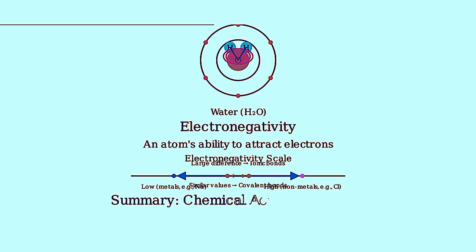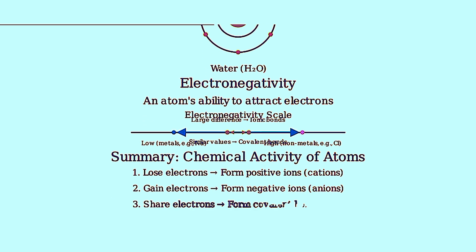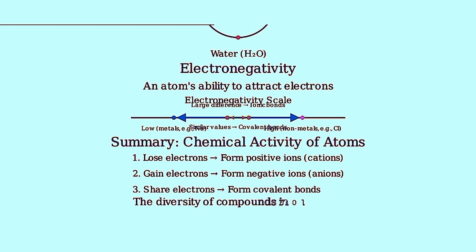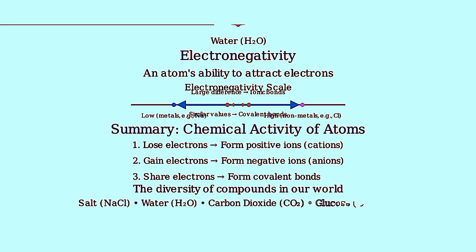To summarize, atoms attain chemical activity by trying to achieve a full outer shell of electrons, similar to the noble gases. They do this by 1. Losing electrons to form positive ions. 2. Gaining electrons to form negative ions. 3. Sharing electrons to form covalent bonds. This drive for stability through chemical activity is what creates the incredible diversity of compounds in our world, from the salt on our table to the water we drink.